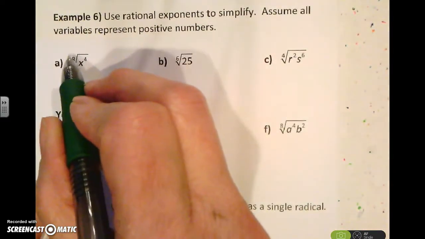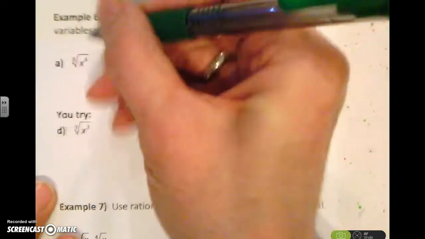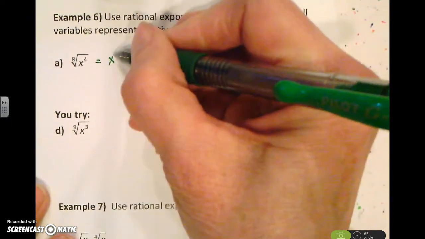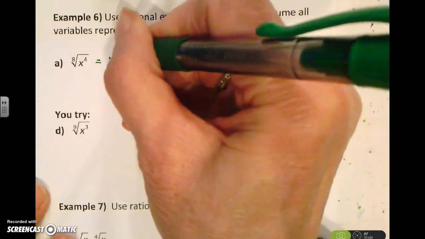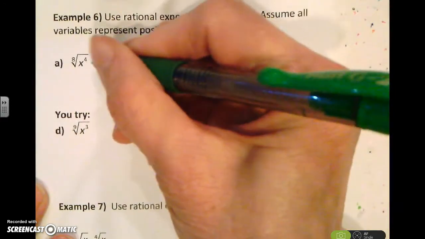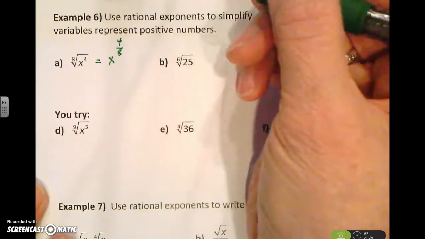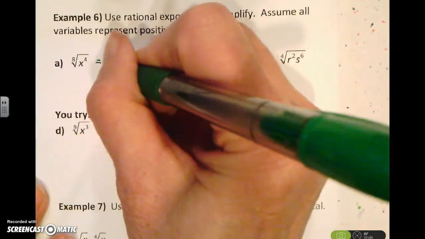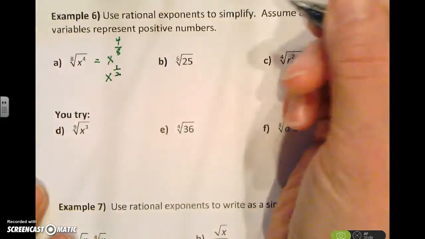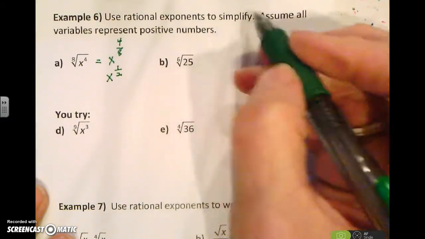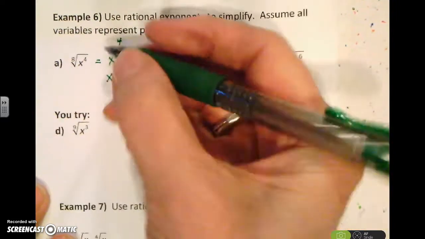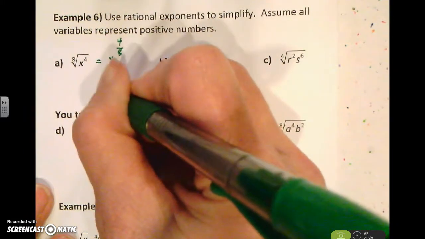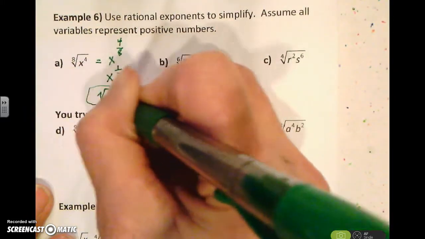This time I have the 8th root of x to the 4th, and I am going to rewrite that with a fractional exponent. Remember, the index is the denominator, and that 4 is going to be my numerator. So that's going to become x to the 4/8, which reduces to x to the 1/2. It says use rational exponents to simplify. I get this, and then I'm going to go back and write that as a radical. So that's now going to be the square root of x for the answer.